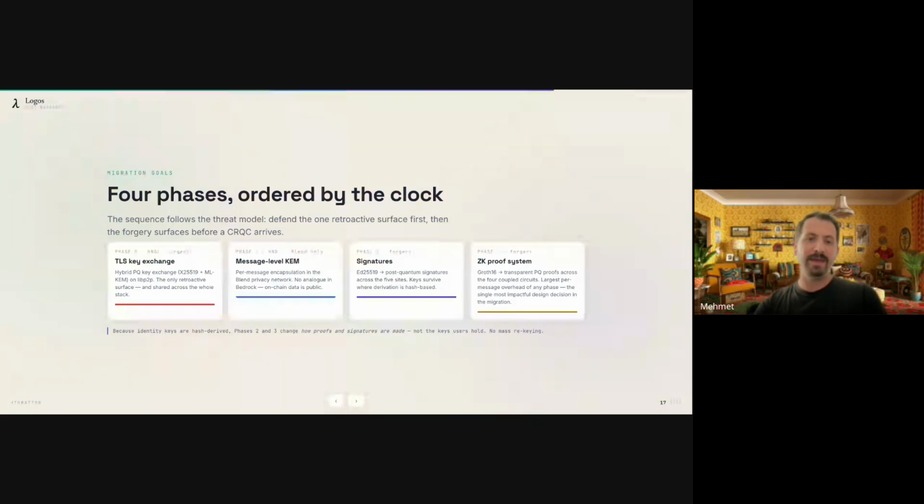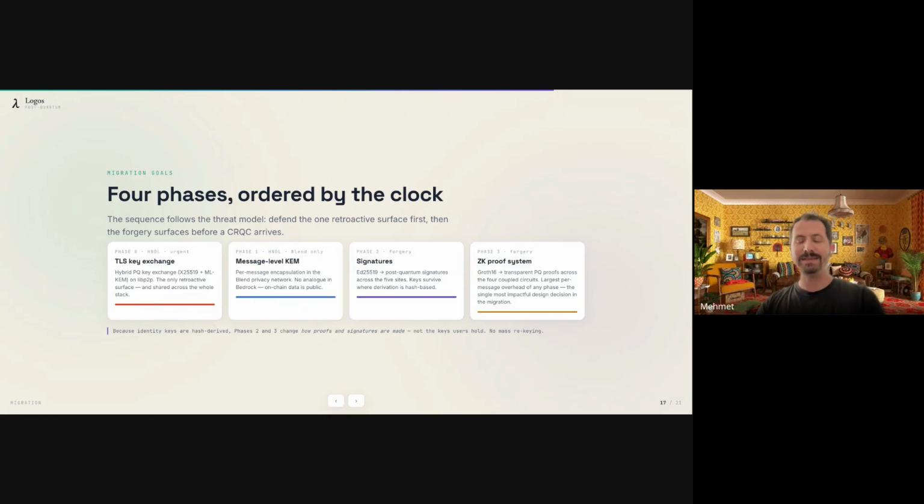And actually, when we finish phase zero, we are still in a safe position, but to be 100% sure we have the good position, we have to finish phase one for the Blend. And after that, we will focus on the signatures and the proof system. For phase two, we will change our signature algorithm, EdDSA, to post-quantum signatures. And the last phase is that we will change our zero-knowledge proof system.